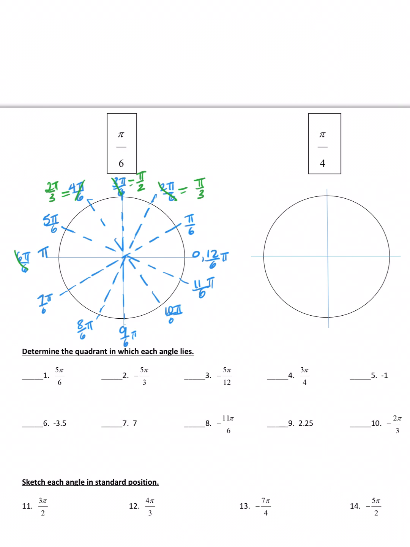7 pi over 6 is good to go. This one, 4 pi over 3. 9 pi over 6 is going to reduce to 3 pi over 2, which we already knew. 10 pi over 6 is going to be 5 pi over 3. 11 pi over 6 doesn't go anywhere, and this reduces to 2 pi.